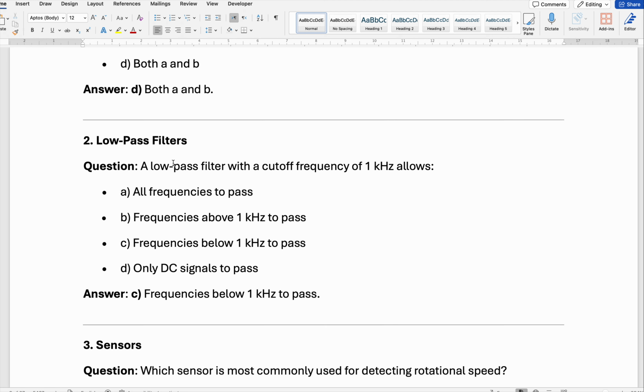Low pass filter, again, you're passing the low and you're cutting off the high.